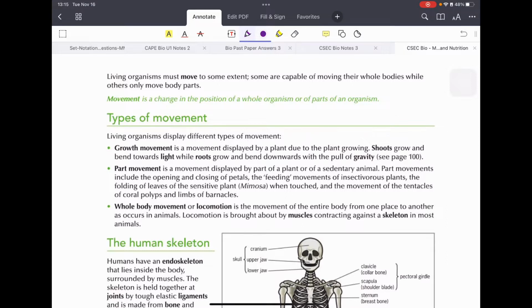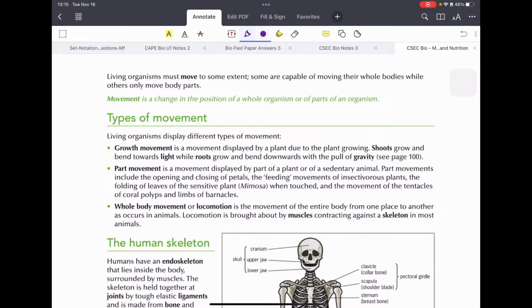It's going to be a very short video. Okay, so let's do movement first. So all living organisms need to move to some extent to survive. Okay, so for example, we have growth movement, and we see this in plants. Okay, plants move by growing. Remember, they grow taller via their stems, and their leaves grow bigger, and they also grow deeper into the ground via their roots. Okay, so their roots will grow downwards.